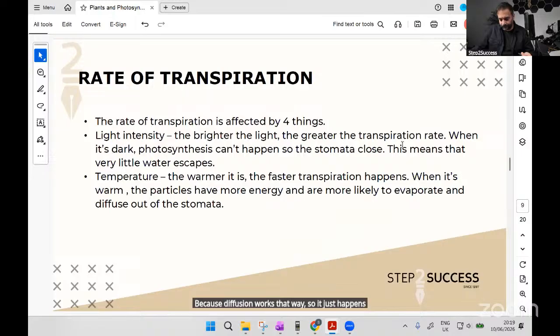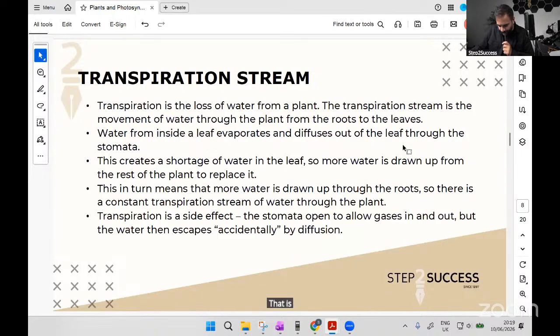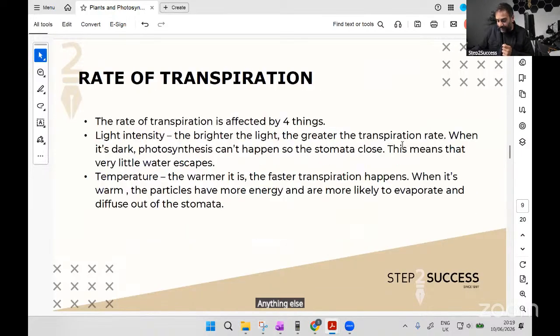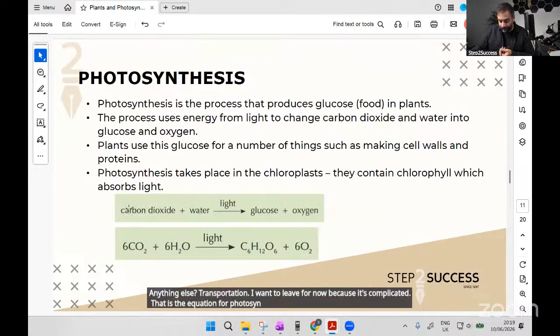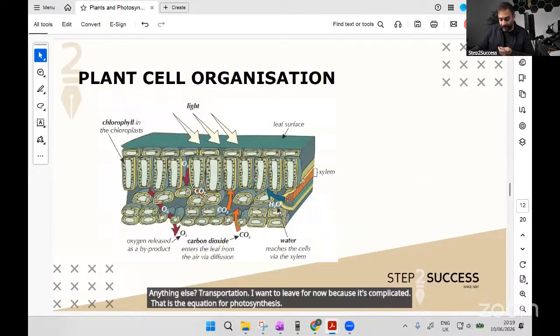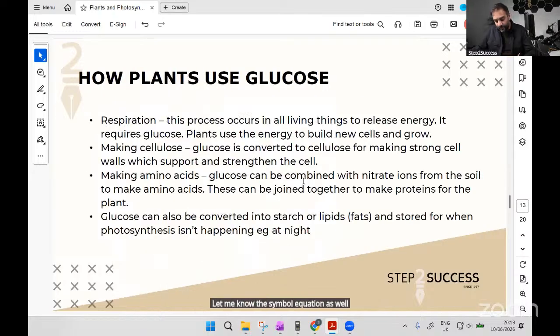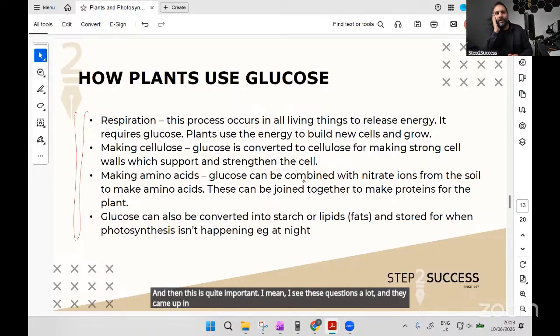That is that. Anything else? Transpiration, I want to leave for now because it's complicated. That is the equation for photosynthesis. We need to know the symbol equation as well. And then this is quite important. I see these questions a lot, and they came up in the GCSE exam just now as well. How plants use glucose.